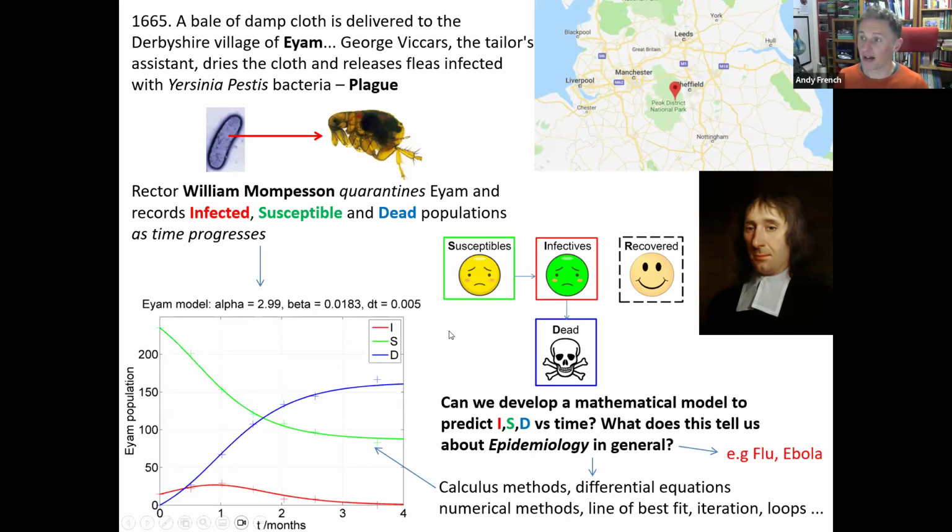And Ebola will have different numbers. DT is the time step, so this is a numerical method. As it will turn out, sadly, you can't solve the Eyam equations directly. You have to use a numerical method. You can't just integrate stuff.